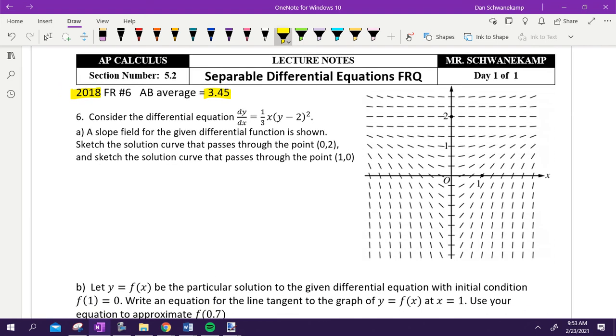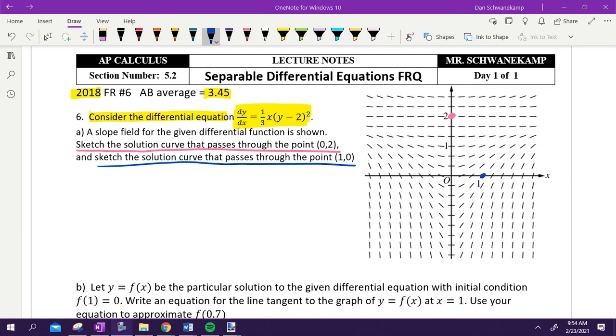So number 6, here are the basic directions. It just says consider the differential equation, this guy right here. Cool. They gave me the derivative. Given that derivative, it says a slope field for the given differential equation is shown. So this is our slope field. Sketch the solution curve that passes through the point 0, 2, and sketch the solution curve that passes through the point 1, 0. Do that. You got 2 points. You got 0, 2, and you got 1, 0. Sketch the solution curve. Or in other words, draw the picture. Go.